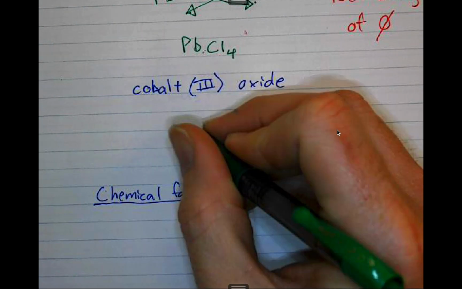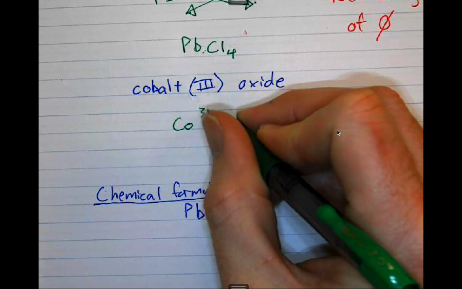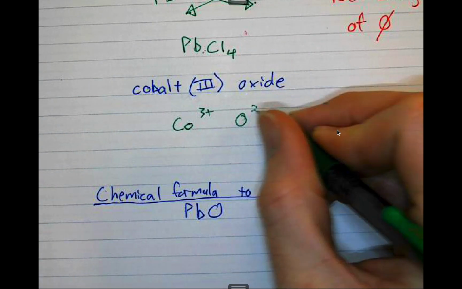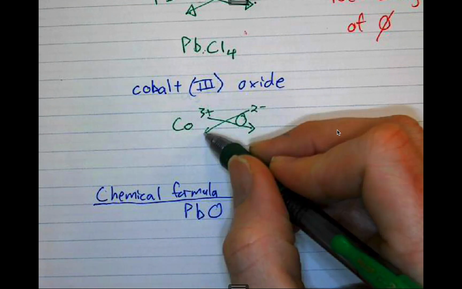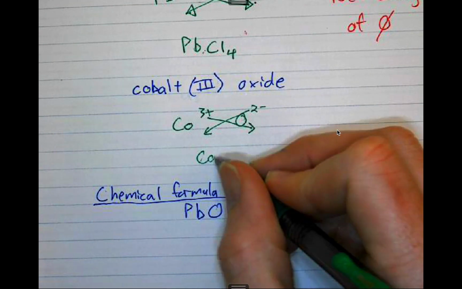That's going to be Co, 3 plus, and then the O, 2 minus. So that 3 comes down here, and the 2 comes down here. So we get Co2O3.